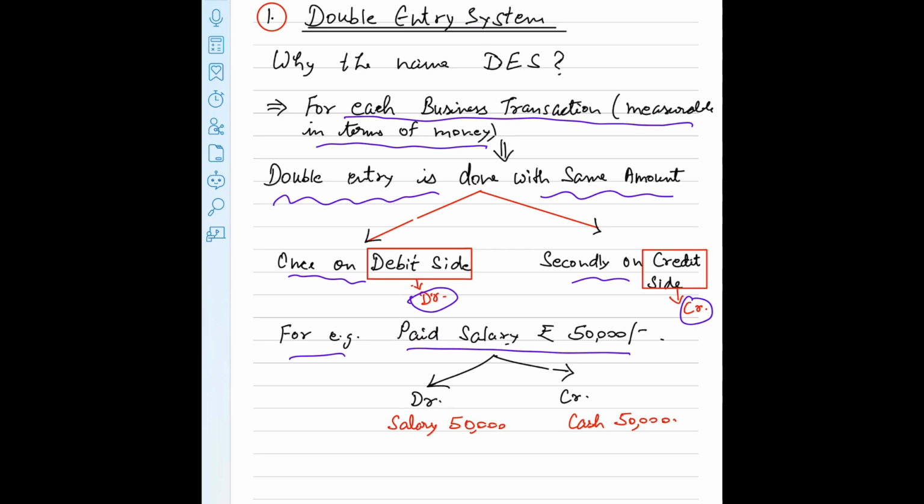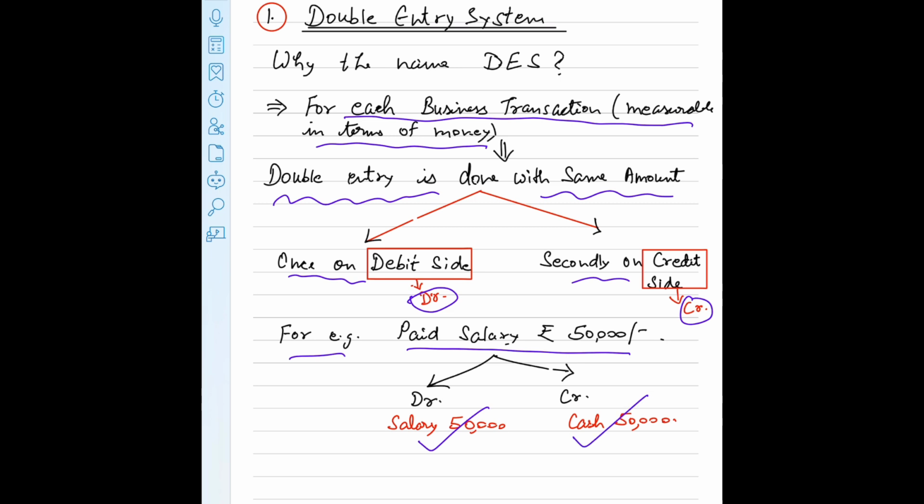So friends, example is paid salary rupees 50,000, and because this is a business transaction which is measurable in terms of money, as we can see 50,000 has been paid as salary. It shall be recorded at two sides, that is it will find place twice in the books. Once on debit side, in the name of salary we will debit salary with rupees 50,000, and second in the name of cash we will be crediting 50,000.